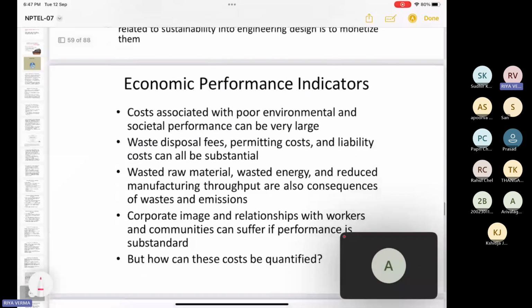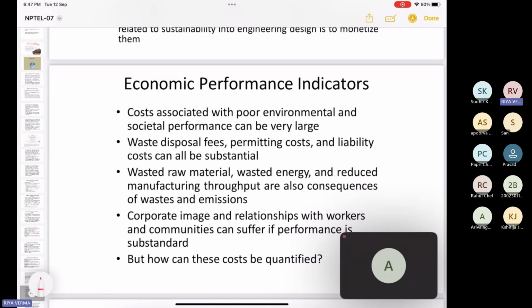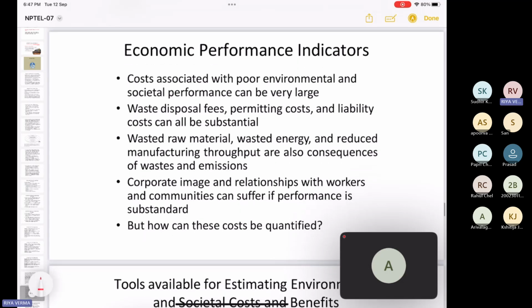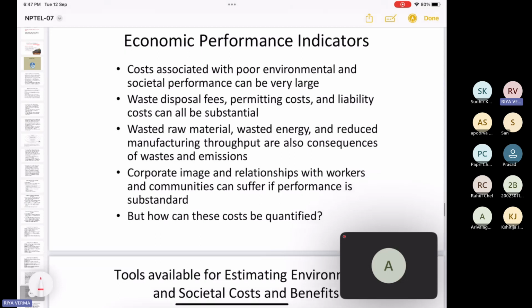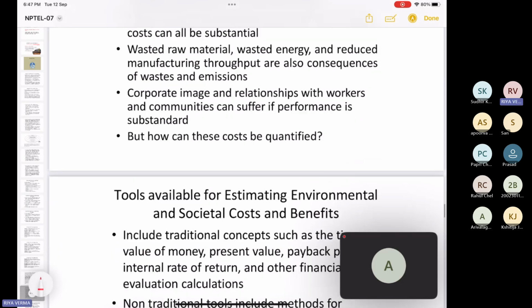So coming towards the economic performance indicators, the costs associated with poor environmental and societal performance can be very large. The waste disposal fees, permitting costs, and liability costs can all be substantial. Wasted raw material, wasted energy, and reduced manufacturing throughput are also consequences of wastes and emissions. The corporate image and relationships with workers and communities can suffer if performance is substandard. And how can we quantify these costs?